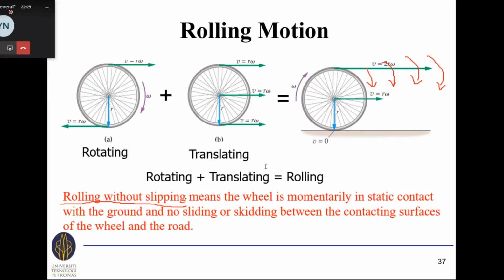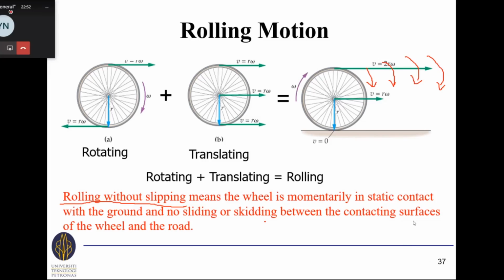Rolling without slipping means the wheel is momentarily in contact with the ground and there is no sliding or skidding between the contacting surfaces of the wheel and the road. This means that the rolling motion, the translating motion, is being done smoothly.